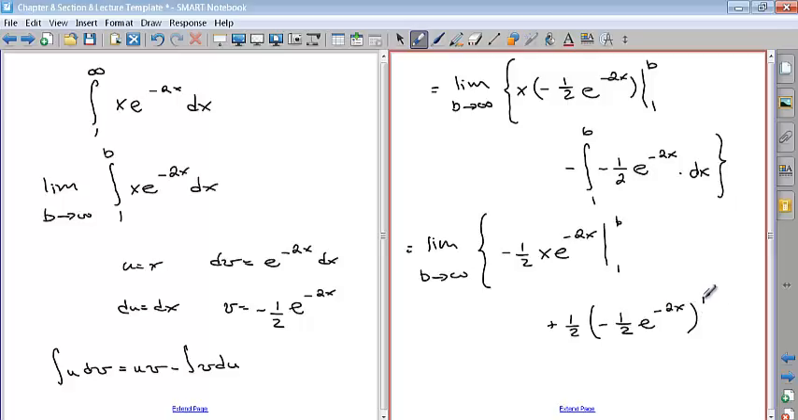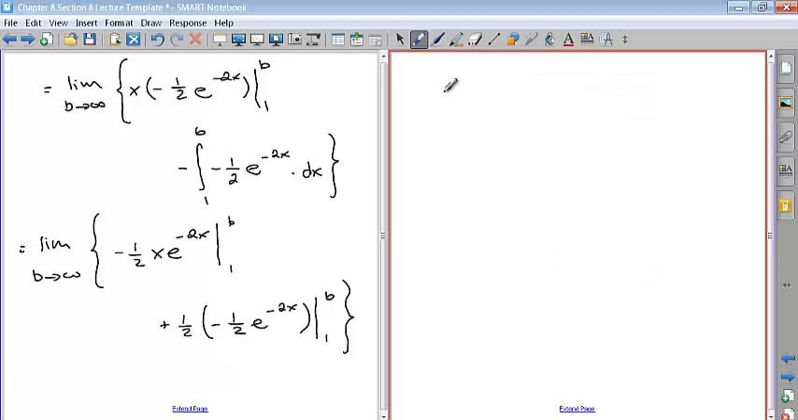And now we're going to put the limits, because we've integrated it. By using integration by parts, we went from x times e to the x to just e to the x type format. And then we do a right bracket. Okay, so now we're going to plug in the limits to each part.